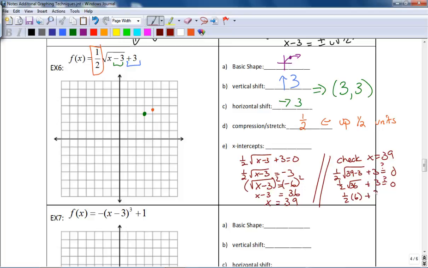So half of 6 plus 3, does that give me 0? Half of 6 is 3. Does 3 plus 3 give me 0? No. So I had to discard this answer. It was extraneous. So the answer is none. I do not have an answer, so I don't have an x-intercept.